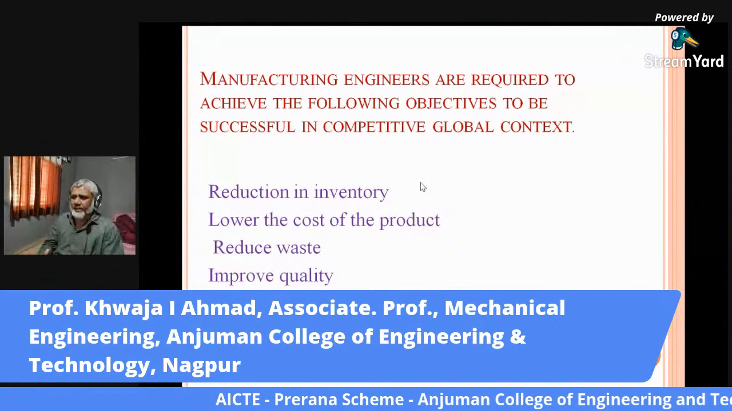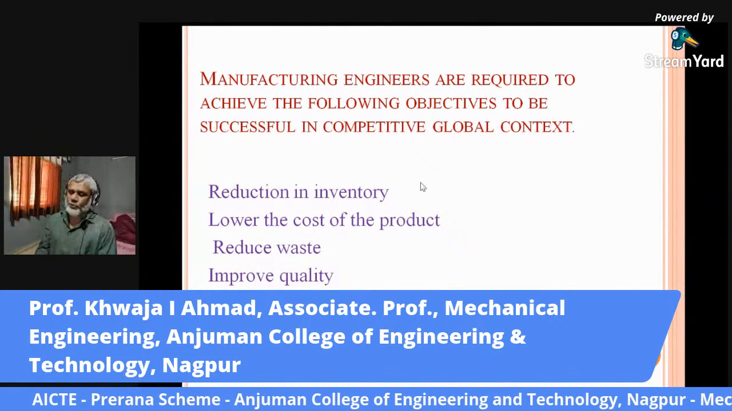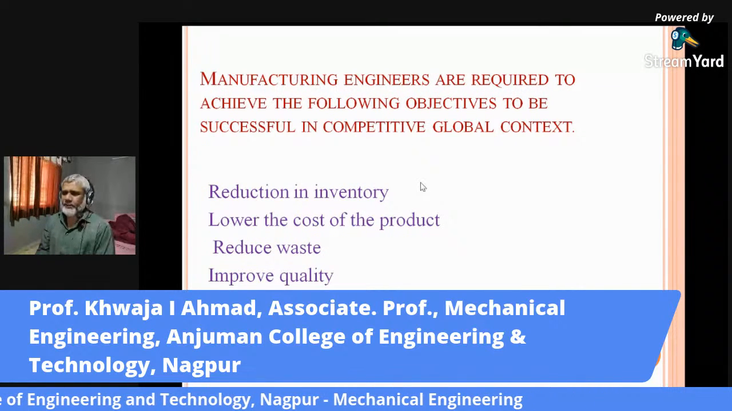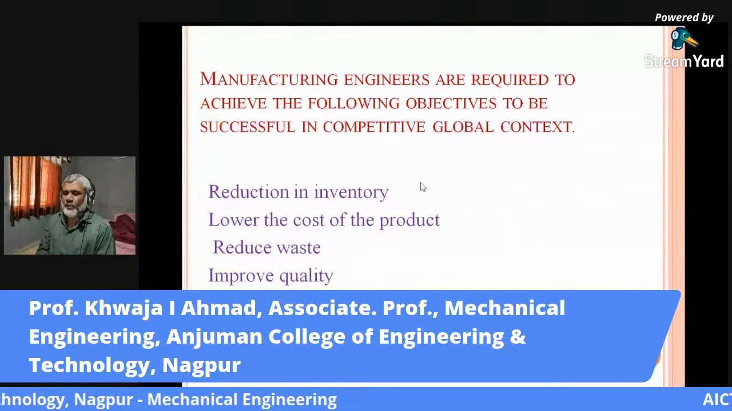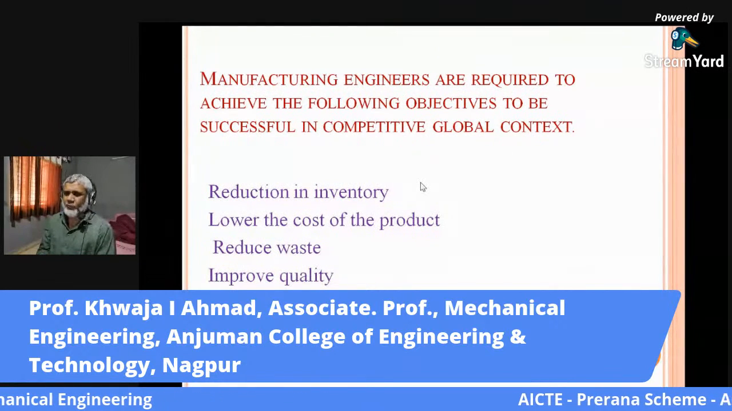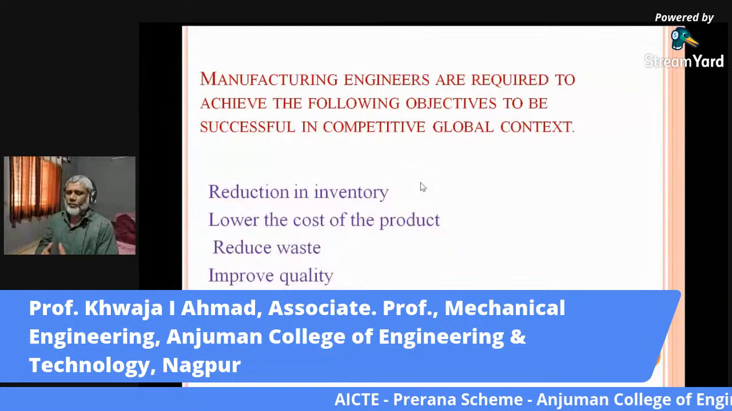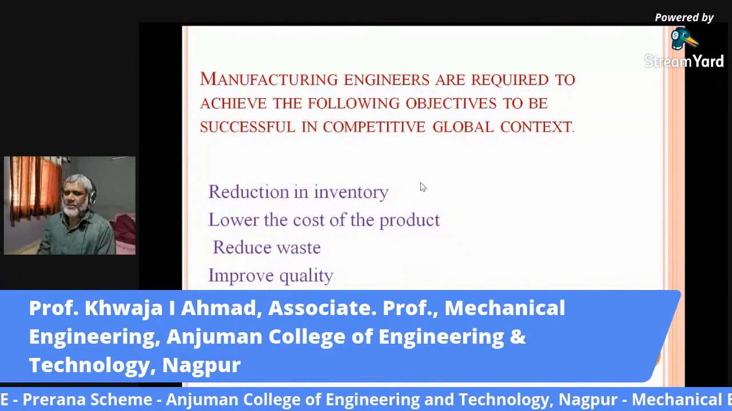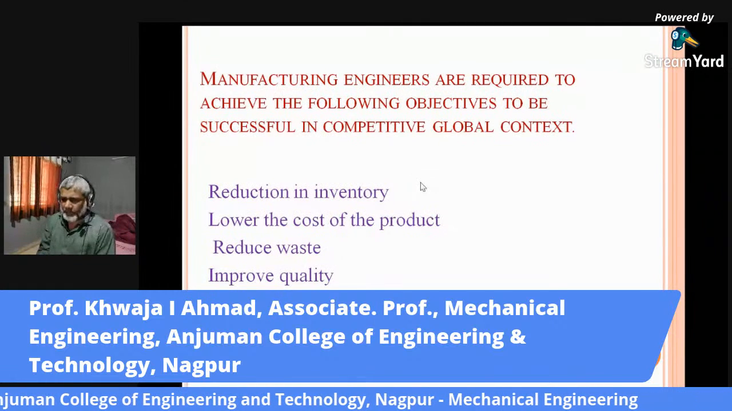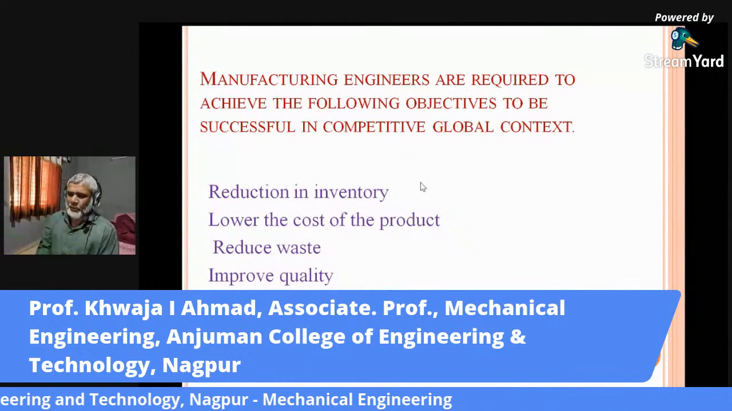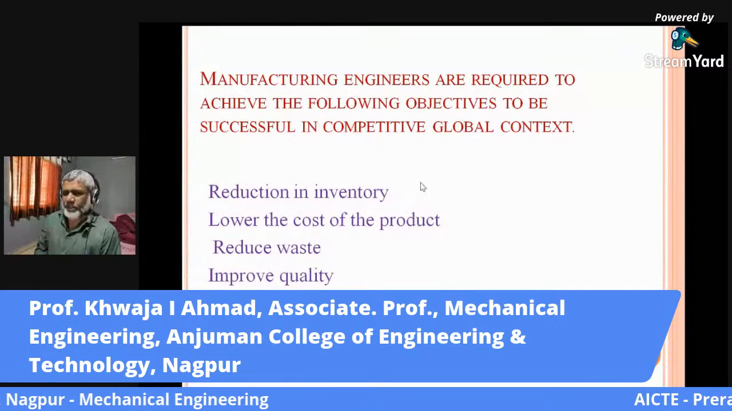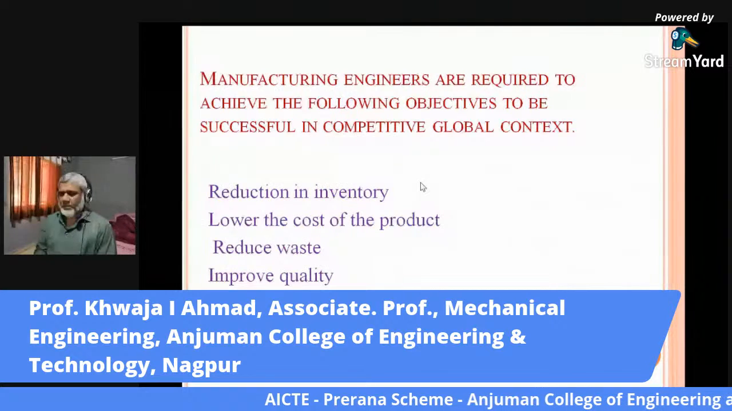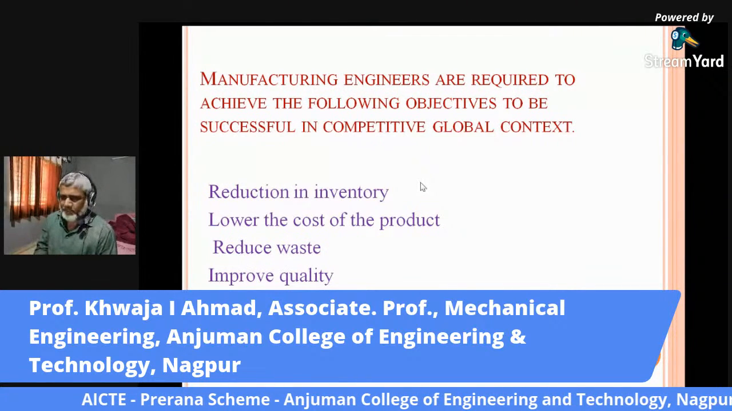And why is this CIM being used? Because the most important part a manufacturing engineer has to play, or the most important objective which he has to follow, is to be successful in this competitive global context, and that can be achieved with the reduction in inventory, with the lower cost of production, reduced waste or reduced rate of scrap, and improved quality. And that can be achieved, if you permit me, with the help of Six Sigma.